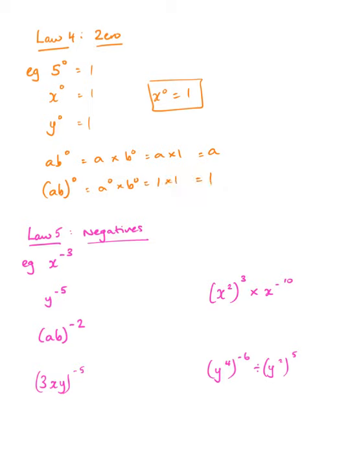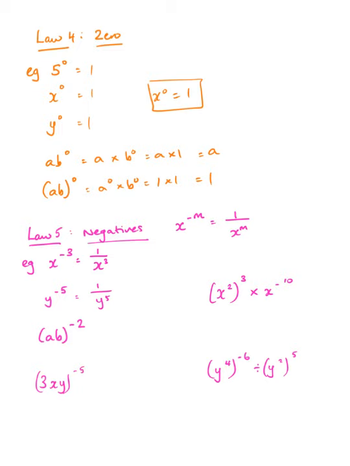Now, negative powers look a bit odd to start with, but they are, again, fairly straightforward. x to the power of minus 3 is 1 over x to the power 3. y to the minus 5 is 1 over y to the power 5. What you're doing, the minus tells you to do 1 over, and then the number is the power that it's raised to at the bottom. So x to the power of minus m is the same as 1 over x to the power m.